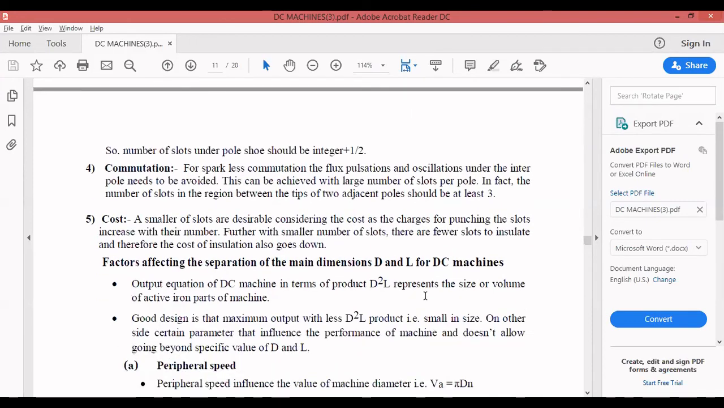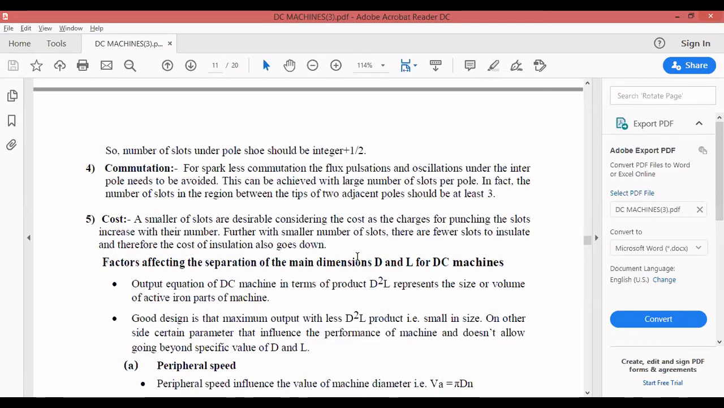This is regarding commutation. The final point, cost. Definitely a smaller number of slots is desirable considering the cost, as the charges for punching the slots increase with their number. Further, with a small number of slots, there are fewer slots to insulate, and therefore the cost of insulation also goes down. If you go for more slots, more conductors should be placed in these slots, then definitely the cost will be more. If you go for fewer slots, because you want to make the stamping for the armature, the punching of slots will be less, so the cost will be less, and providing insulation in the slots will also go down. So fewer slots, less cost.